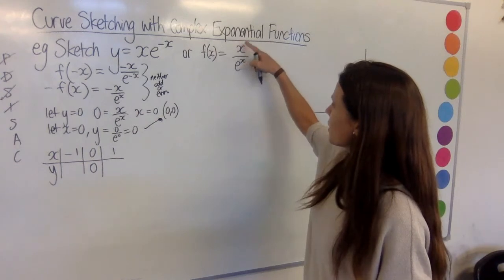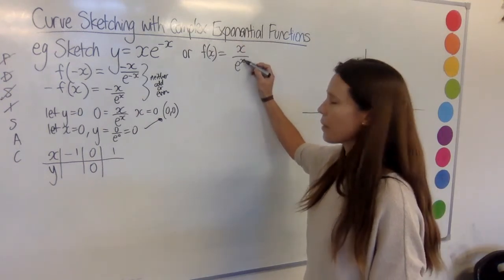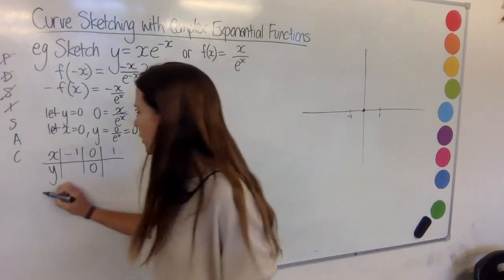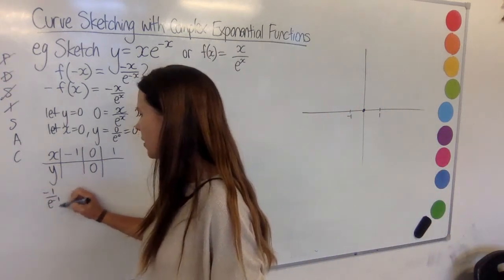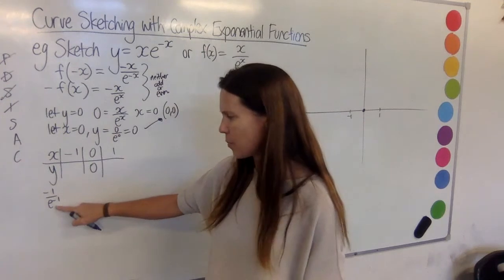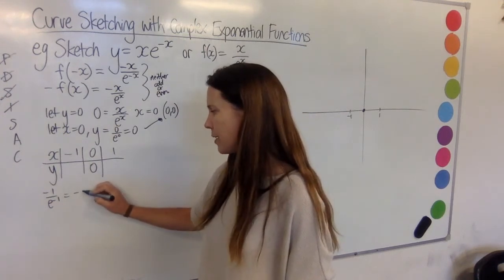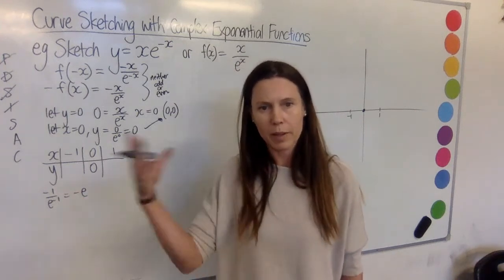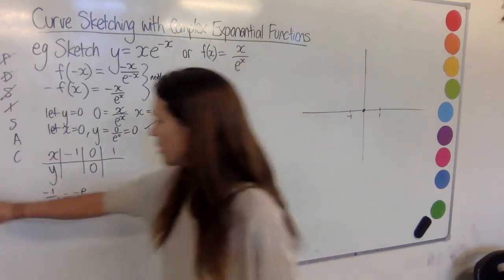-1 here will give me -1 over e to the power of -1. Think about what that looks like. -1 over e to the power of -1. That's basically minus e, isn't it? Because I can rewrite this with the e up the top, e to the power of 1. So that's my working there.